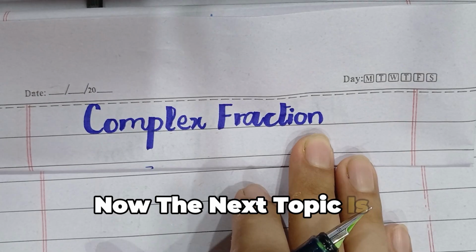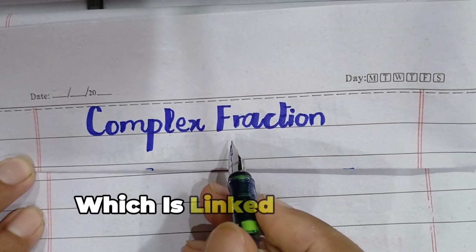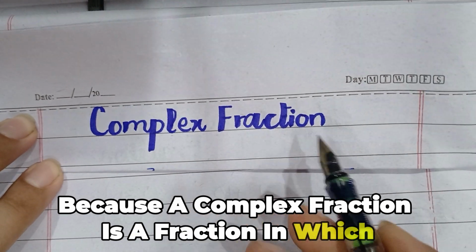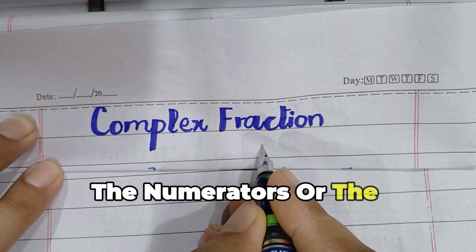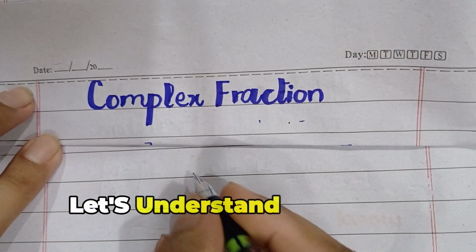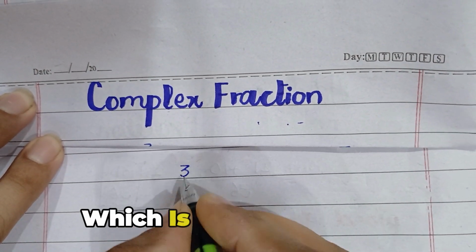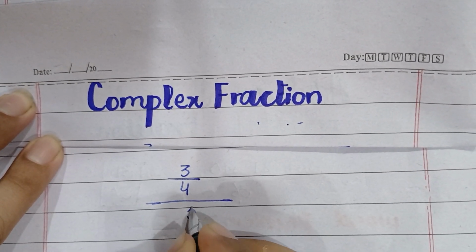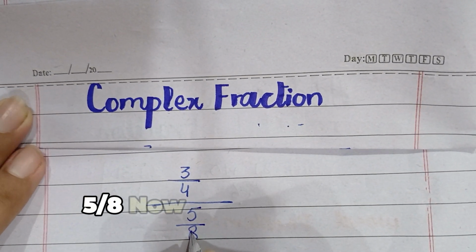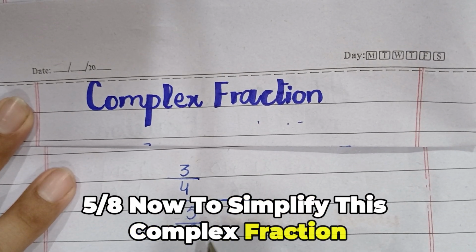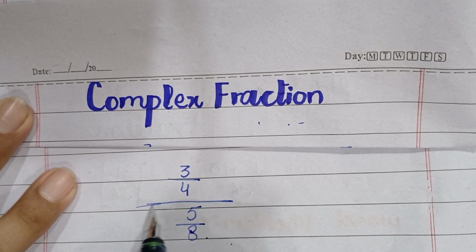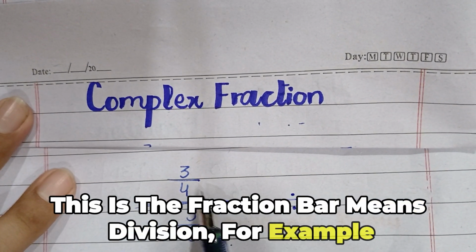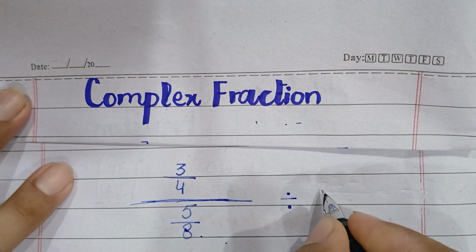Now the next topic is complex fractions, which are linked with dividing fractions, because a complex fraction is a fraction in which the numerator or the denominator contains a fraction. Let's understand with an example. It is 3/4 over 5/8. Now to simplify this complex fraction, we remember that the fraction bar means division.